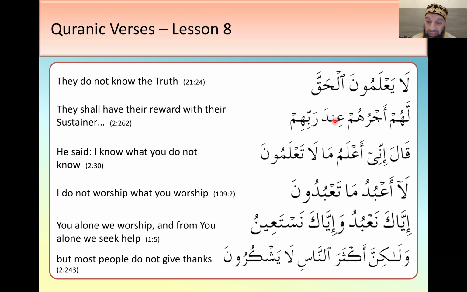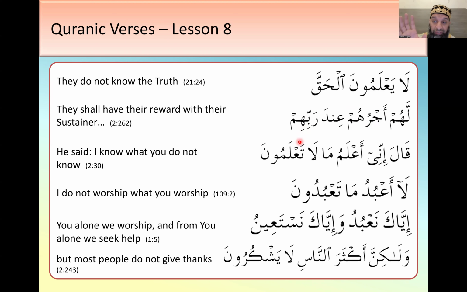Inda means with, and rabbihim, Rabb and him. Rabbihim, their Lord. Okay, so three hums, three attached hums came in there. A hum there, and a hum there. Hum means them. For them, their reward. In that with Rabbihim, their Lord.